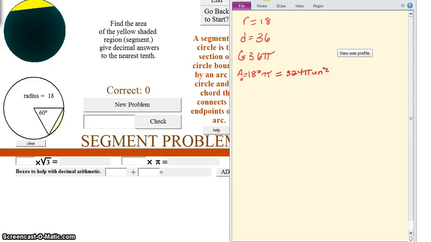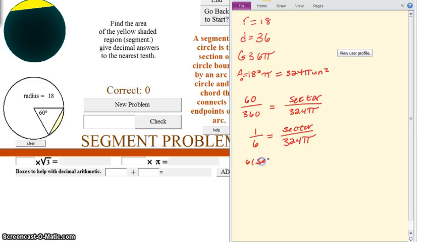So that's all you're doing for the menu, and you're kind of done. So then you're going to set up a proportion. 60 is to 360 as the area of the sector. We need the sector first. That's the wedge, or the pizza slice, is to the area of the whole circle. So this is 1/6 equals the area of the sector as compared to the whole circle.